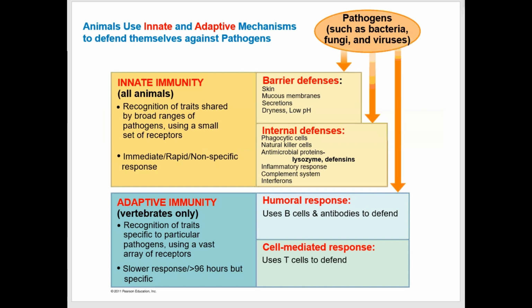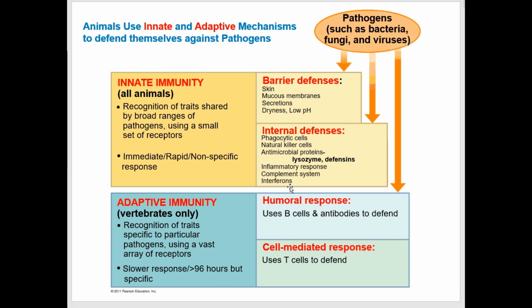Gene expression is going to be changed. Antimicrobial proteins are produced to fight the invading pathogens. Then we also have inflammation, which is an inflammatory response, and the complement system with interferons that play a huge role in cell signaling. Adaptive immunity, on the other hand, is going to recognize traits of a very specific pathogen.